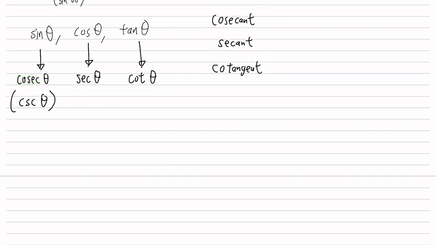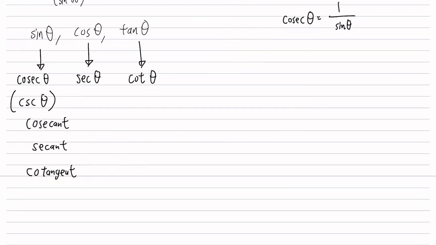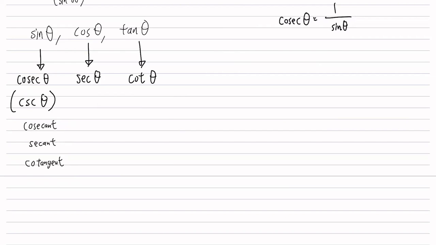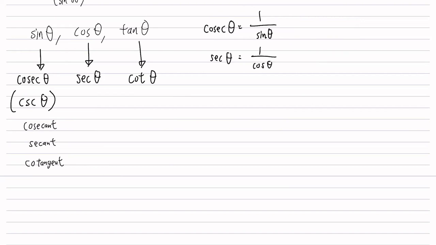Now, what's the definition of these three? The reason why I pointed it from sine, cosine, and tangent is because they're related. So cosecant theta is actually just 1 over sine theta. Let me write it down at the side like this. Cosecant theta is 1 over sine theta. Secant theta is equal to 1 over cosine theta. Cotangent theta is equal to 1 over tangent theta.